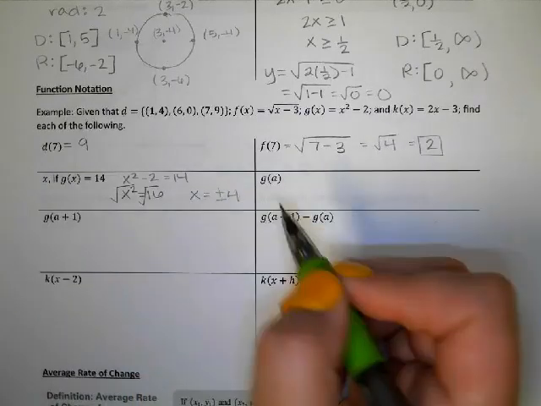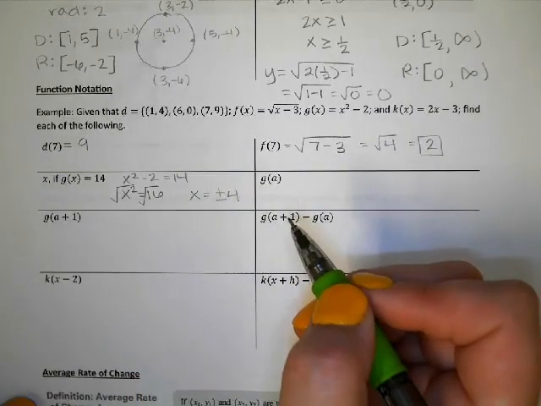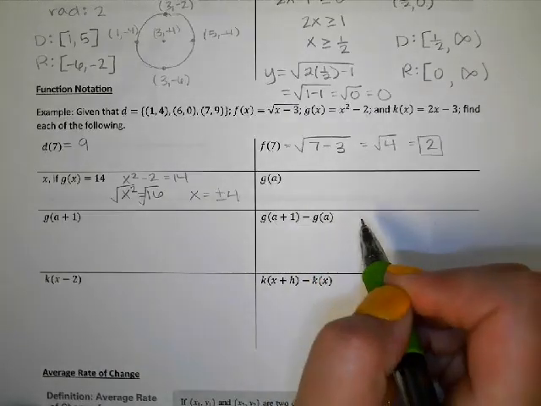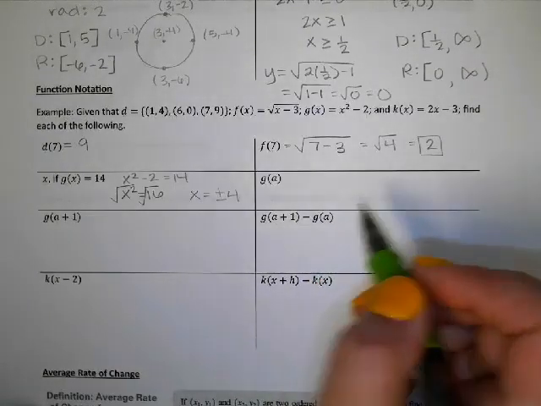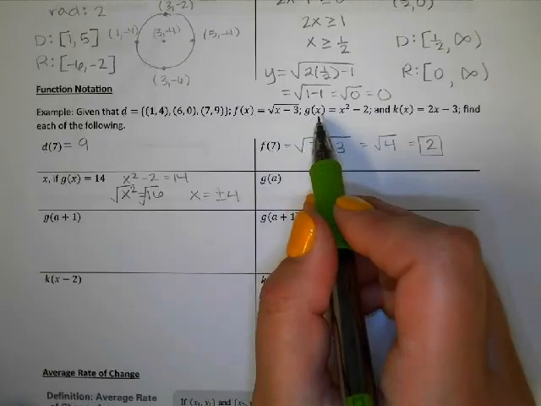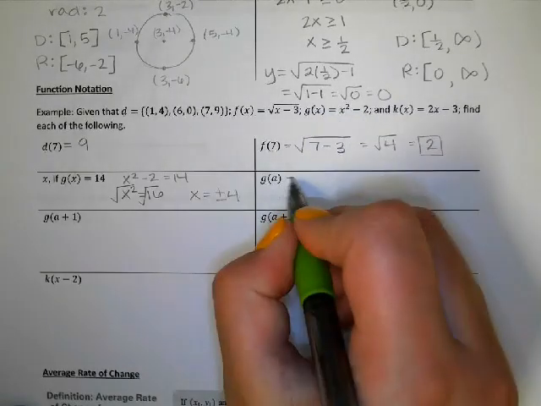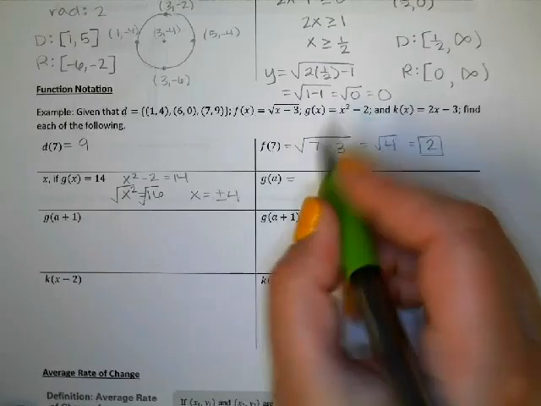Next it says to find g of a. G of a is kind of nice. All you have to do is just stick the a in there. So g of a is going to be a squared minus 2. And that's it. You're done. A squared minus 2.